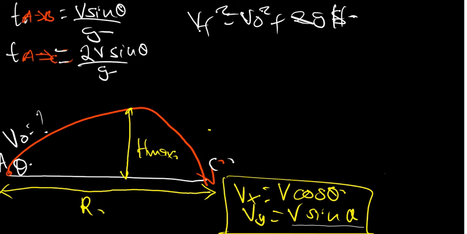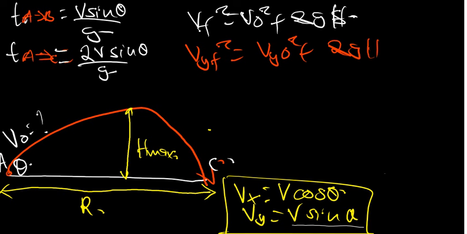We know that when the ball reaches the maximum height, the final velocity is 0. So this part here is going to be 0. But before we do that, we need to specify which velocity we are talking about. We're talking about Vy final squared is equal to Vy initial squared plus 2GH. So we're talking about the velocity in the Y direction.